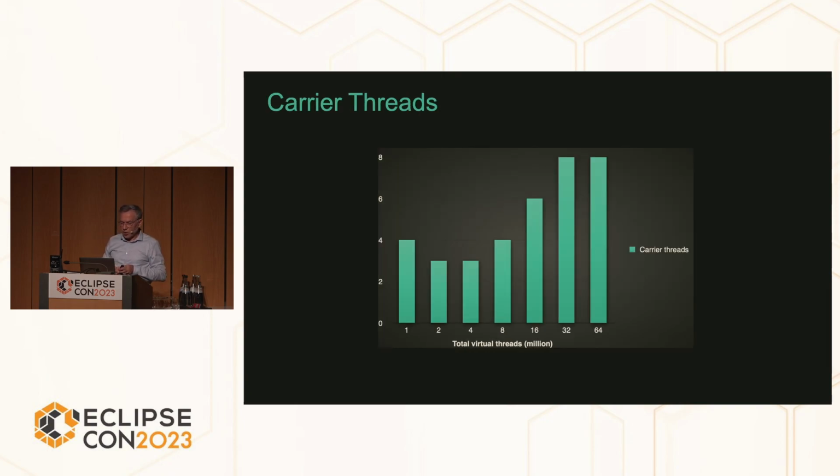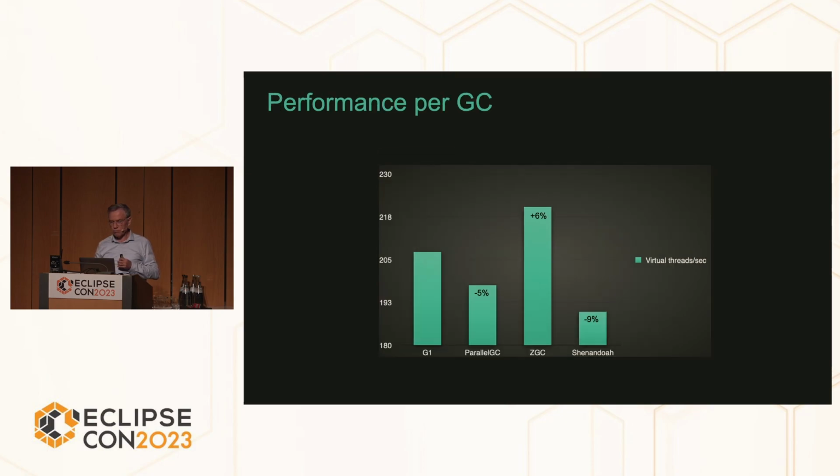In terms of carrier threads, we have used between 3 and 8 carrier threads. Why 8? Because it is the number of CPU cores on my machine. So this is really impressive: 8 carrier threads, 8 CPU cores, to run 64 million virtual threads.